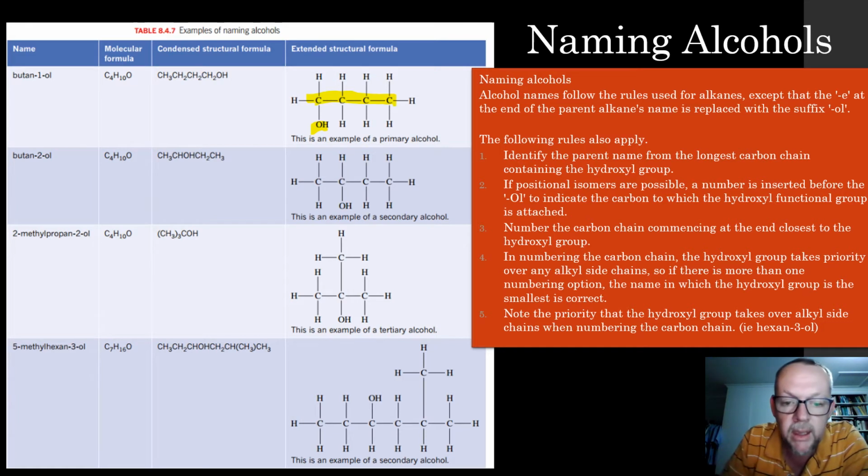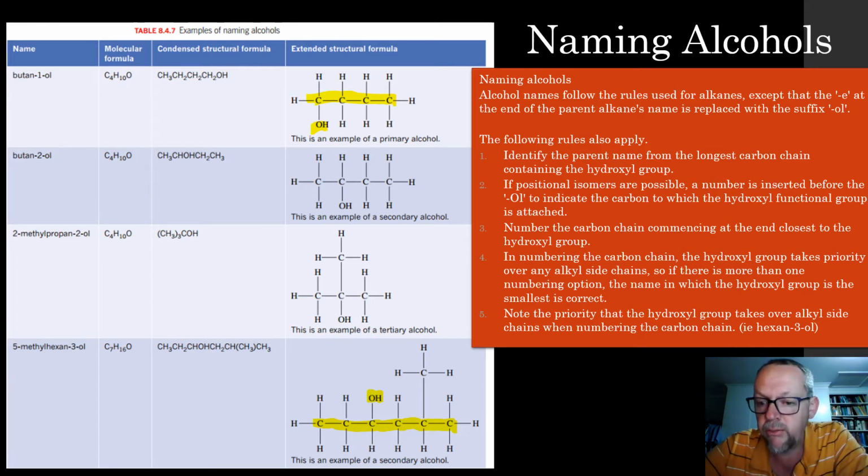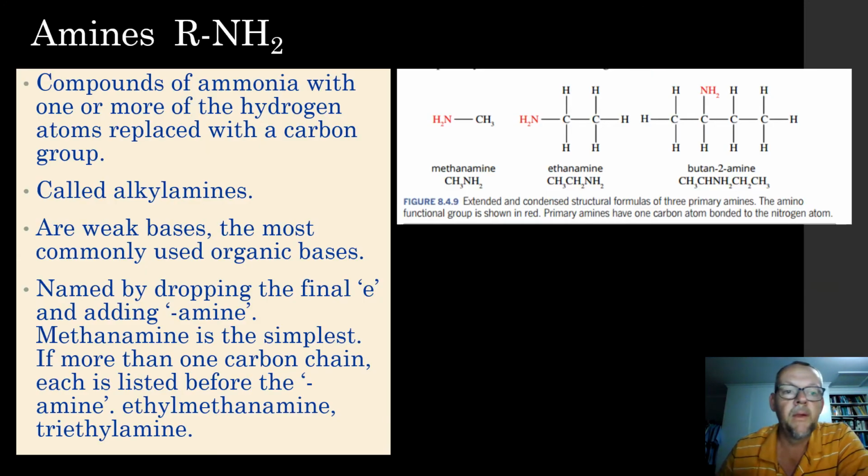So if we're looking here, we've got a 1, 2, 3, 4, 5, 6. So that's going to be a hexanol. Now the OH is on the third, so it's a hexan-3-ol. And then we can have a look here. What do we got here? We've got our methyl group now on our fifth. So it's a 5-methylhexan-3-ol when we're looking at this particular molecule.